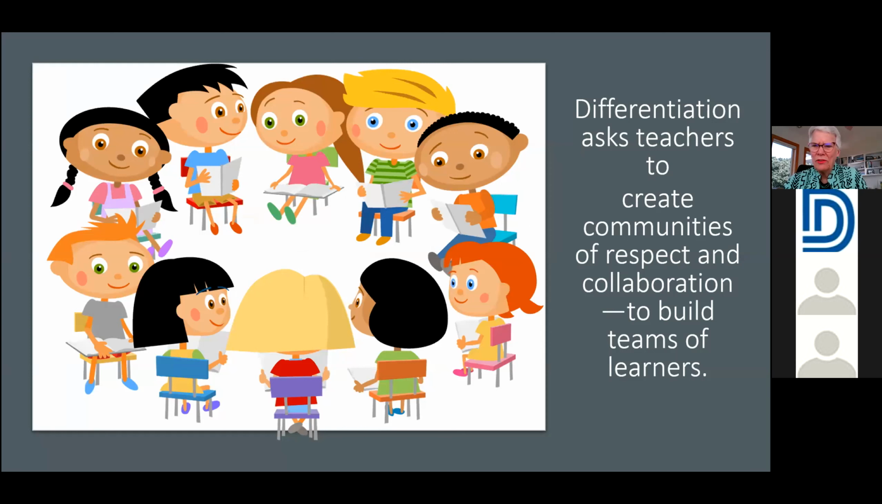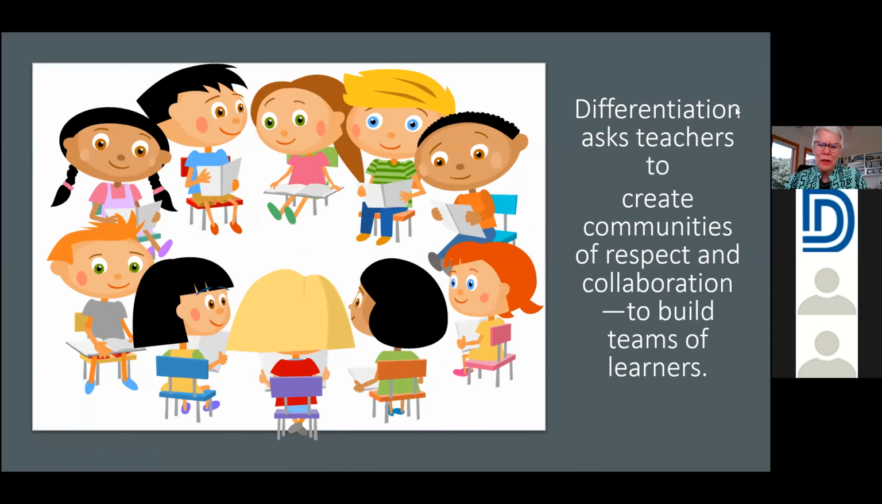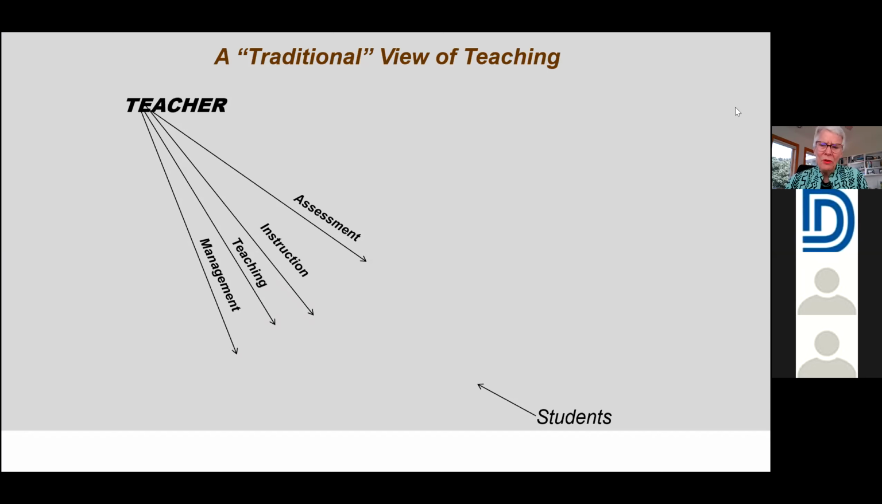Differentiation asks us to create communities of respect and collaboration. It asks us not to let kids come in classrooms and sit and do their own thing and listen to us and largely get up and leave, and that's what school is, but to help them see each other as teammates in the classroom and teammates in many endeavors outside of the classroom. That's appealing to me because I think it's better for kids. My experience says that it works much better, but research says that for us as well.